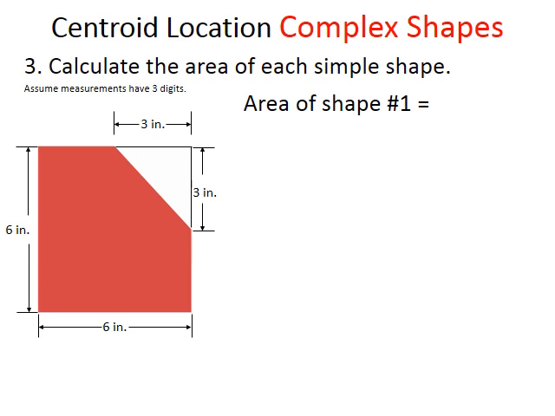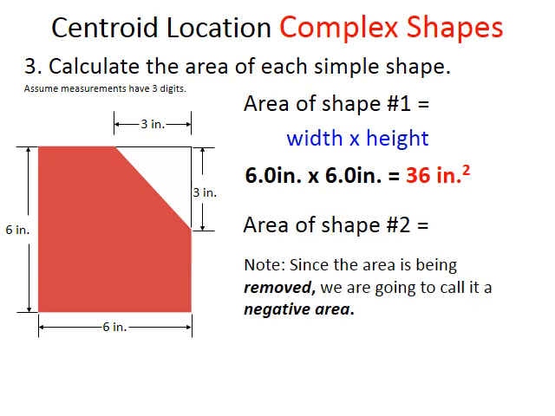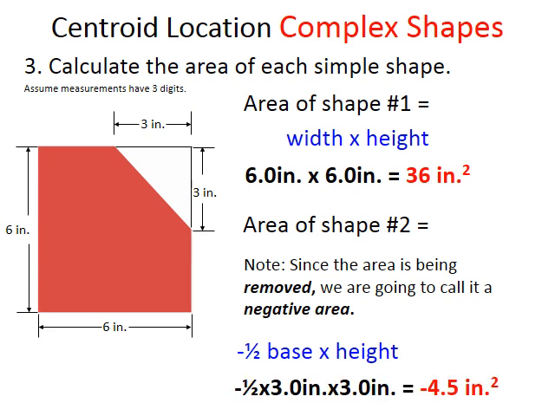Just like we did before, the first step is to look at the area for each of the shapes. In this example, shape 1 is our square. That's just width times the height, that's 36 square inches. Shape 2, we want to know the area of that triangle, but since it's removed or cut away, we're going to call it a negative area. It's the same formula, 1/2 the base times the height, but since we are cutting it away, we're going to put a negative sign in front of that. That's going to be minus 4.5 square inches.